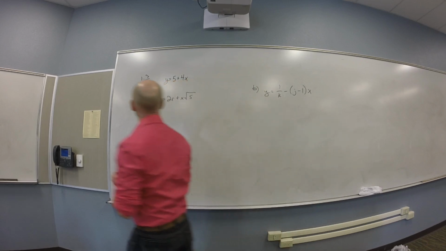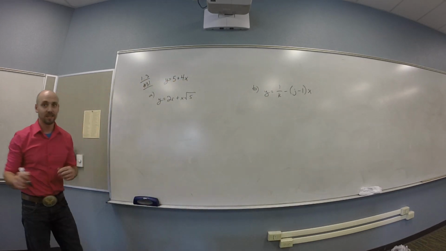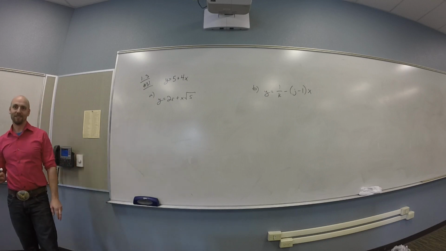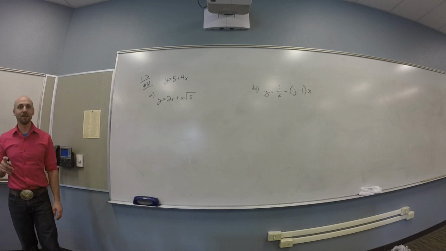Okay. For number 31 and 1.3, we have to play a matching game. This is not so bad, I think. It's a little bit confusing because there's lots of letters.